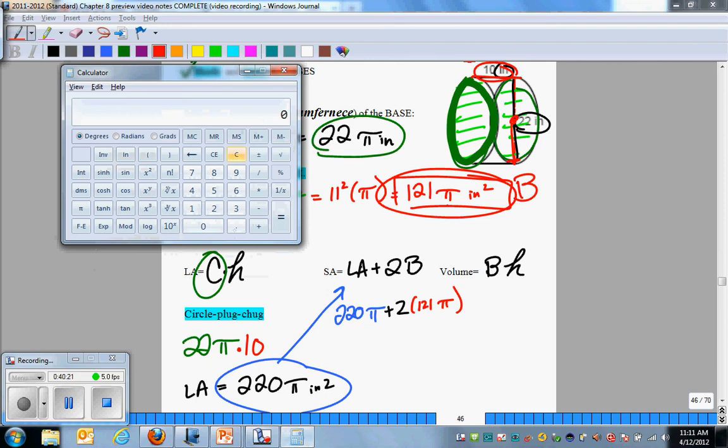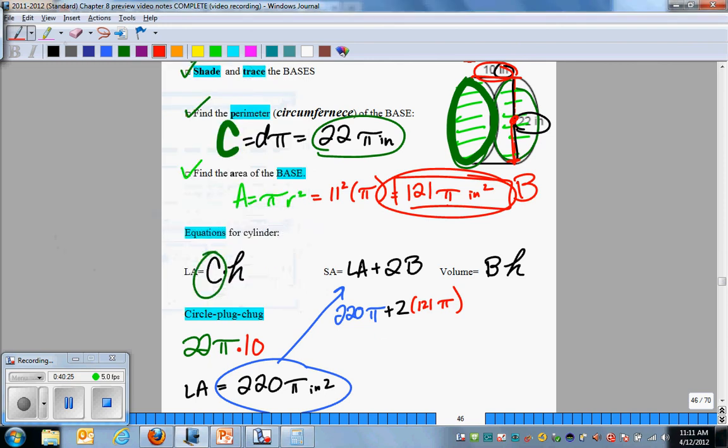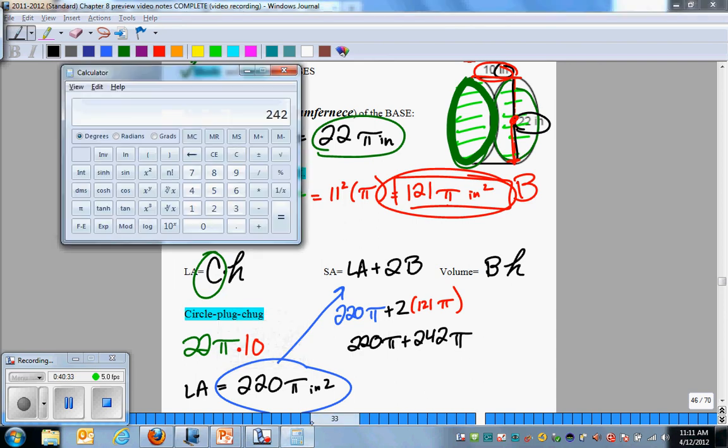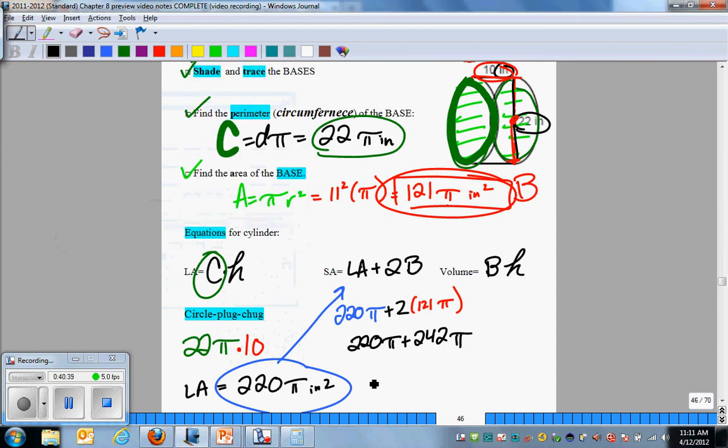So I'm going to do 121 times 2. We get 242. So we end up with 220 pi plus 242 pi. Treat pi like x. Basically, you can ignore it for the moment. And we end up with 462 pi. That's our surface area. 462 pi inches squared.